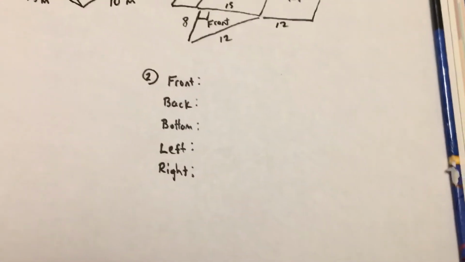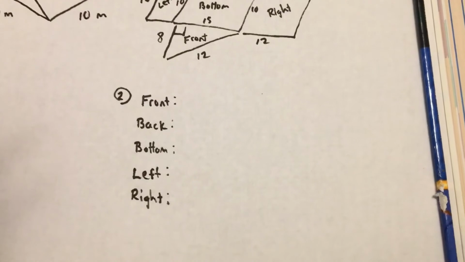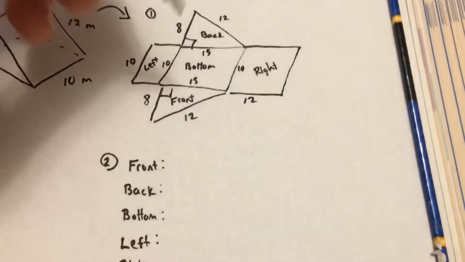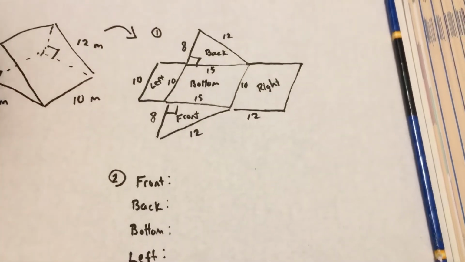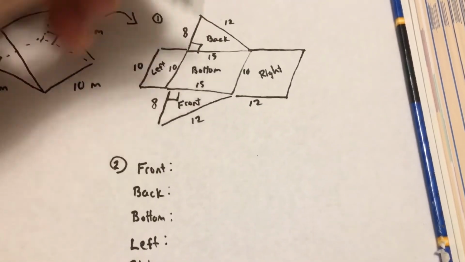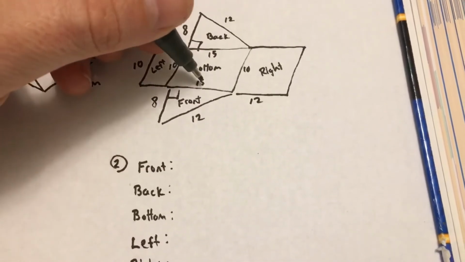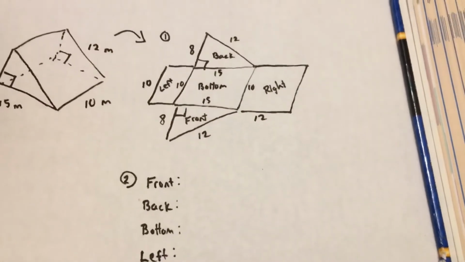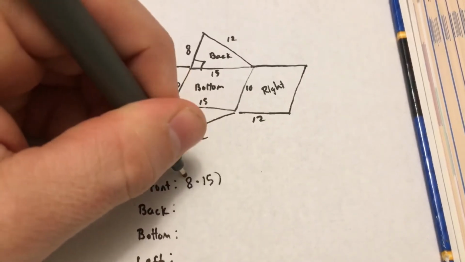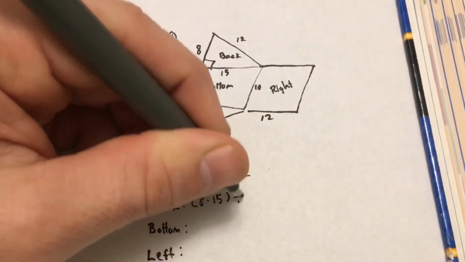Let's tackle the front and back faces. Both of these are triangles. Now, to find the area of a triangle, I just want to remind you of the formula. The area of a triangle is the base times the height of the triangle divided by 2. Now, since we're working with right triangles, the base and height measurements are going to be the legs of the right triangle. So we're going to use 8 and 15 for both of these triangles to represent the base and height. So 8 times 15, then we would divide that by 2. Same would be true for the back face.